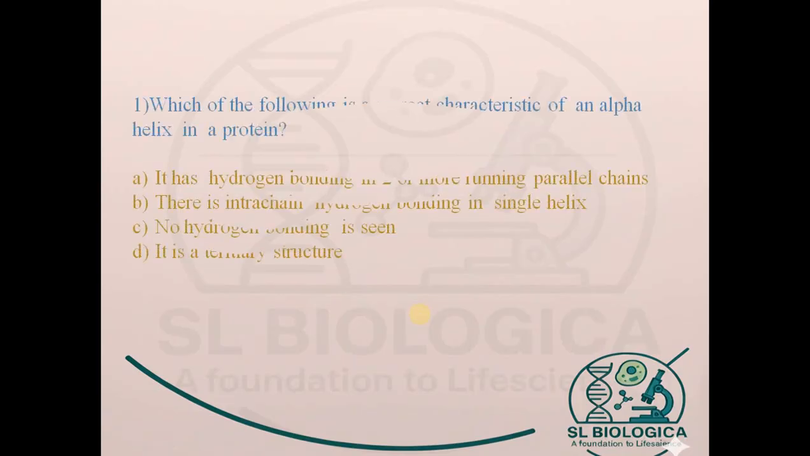So first question is, which of the following is a correct characteristic of an alpha helix in a protein? Options: A. It has hydrogen bonding into two or more running parallel chains. B. There is intra-chain hydrogen bonding in single helix. C. No hydrogen bonding is seen. D. It is a tertiary structure. So we have to find out the correct feature of an alpha helix in a protein.